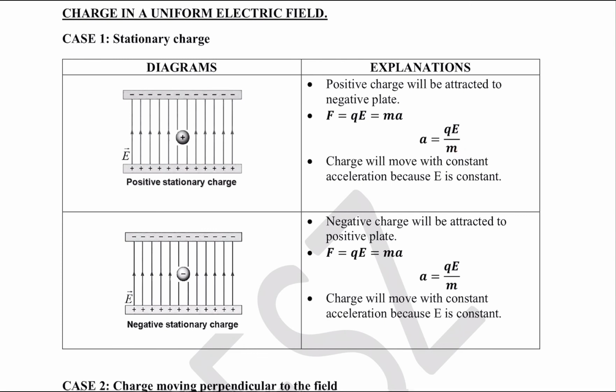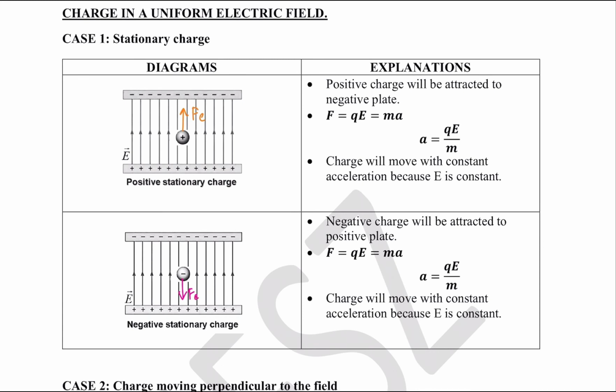So, kalau macam ni positif, dia akan tertarik kepada... So, apa yang dia akan experience? Dia akan experience Fe, yang menyebabkan dia akan bergerak ke atas, to the negative plate. Kalau kita negative charge pula, negative charge will be attracted to the positive plate. Sebab apa? Dia akan experience electric force towards the positive plate.